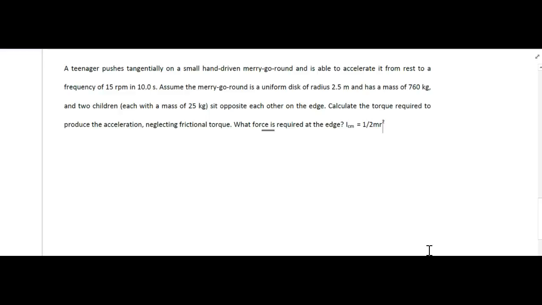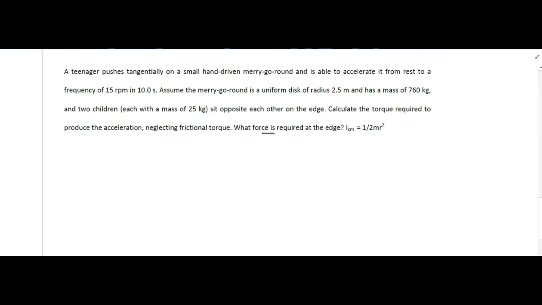So this next example is why we have to be able to do I. So here it says a teenager pushes tangentially on a small hand-driven merry-go-round to accelerate it from rest to a frequency of 15 RPMs in 10 seconds. So I have a merry-go-round, and I have a force being pushed on it tangentially. It gives me the radius, it tells me its mass, and it says I have two children sitting on it on opposite edges.